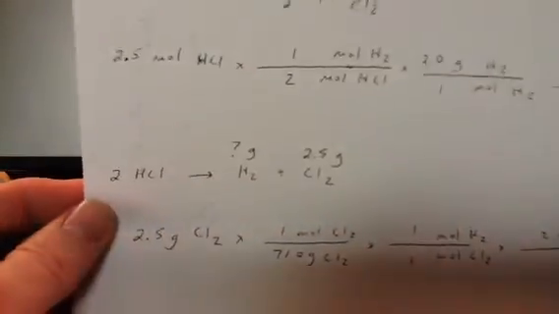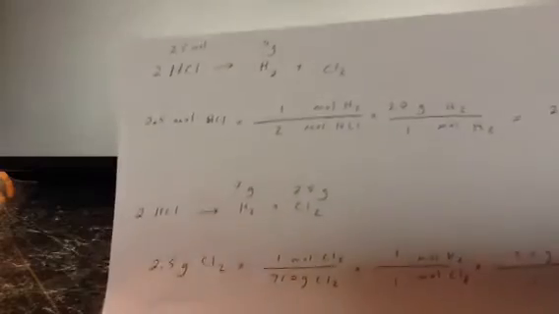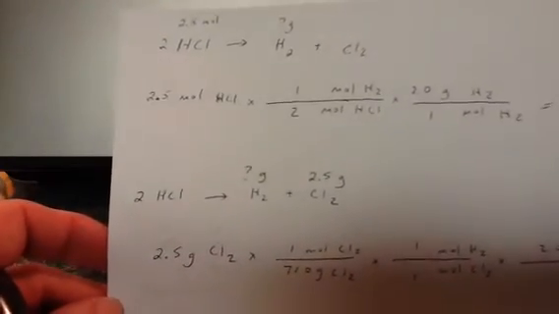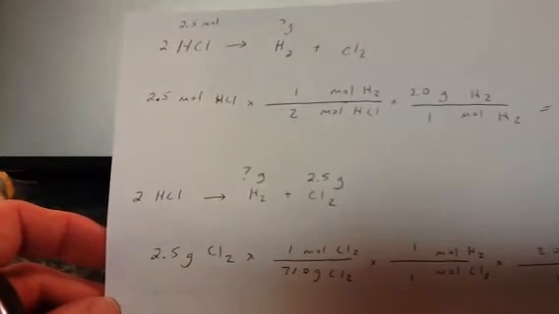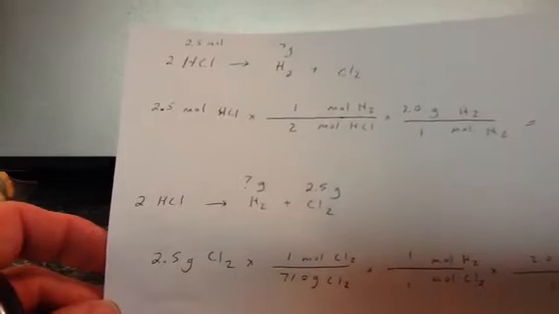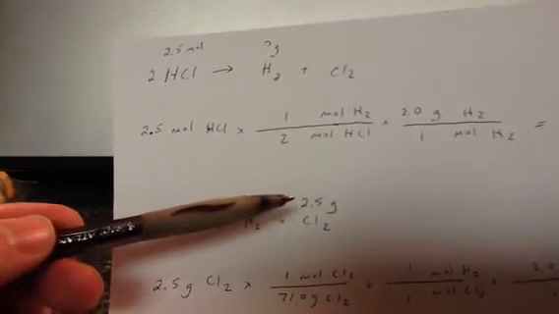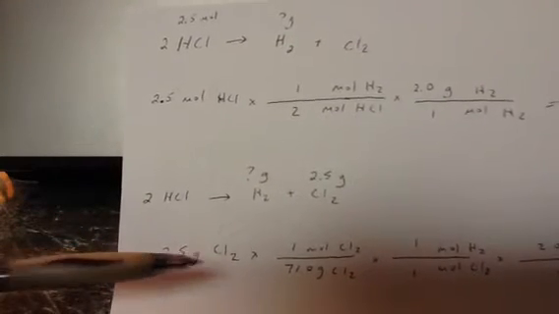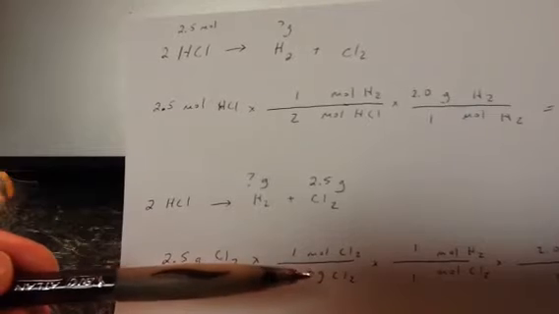Okay, next type of example problem I'm going to give you is a mass to mass. Again, we're going to use the same equation. HCl yields H2 plus Cl2, and again the equation is balanced. I want to find out the amount of grams of H2 produced if I started off with 2.5 grams of Cl2. So step 1, write my 2.5 grams of Cl2 right here. Gram of Cl2 then gets moved to the bottom.